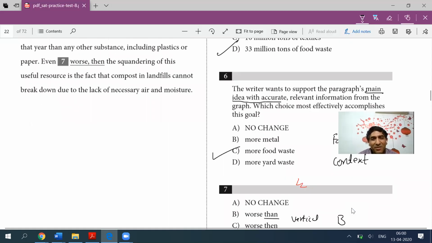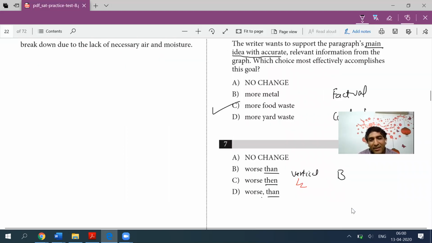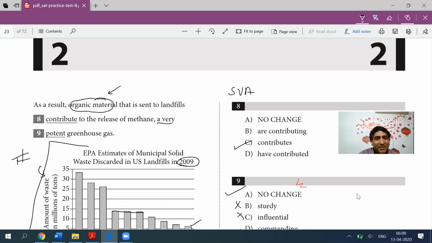If you look at question number 6, 7 is a grammar question or a word choice, frequently confused words, THAN and THEN, and a little bit of grammar on whether we should use a comma or not. The eighth question is subject verb agreement. So we have to identify the subject and answer the question. So it is again related to grammar, I would say.